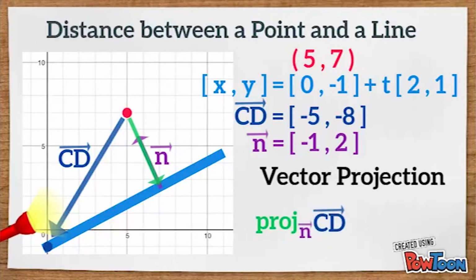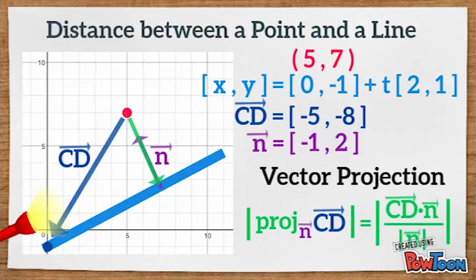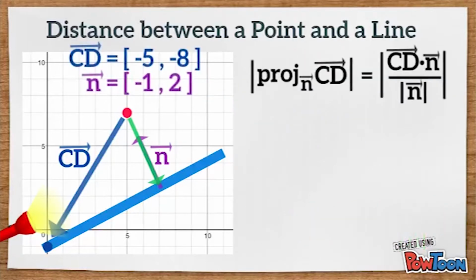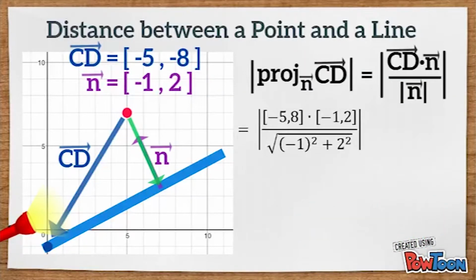However, in this case, we are calculating the magnitude of this vector, so modulus is added to either side of the projection. Then the formula of projection will be this: the dot product of CD and n over the magnitude of n. Don't forget to add the modulus. Now let's apply the newly learned formula. The projection of CD onto n will be the dot product of (-5, -8) and (-1, 2) over the magnitude of n, (-1, 2).